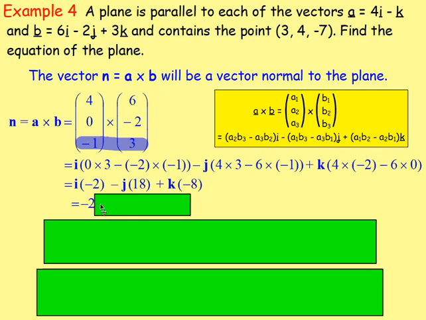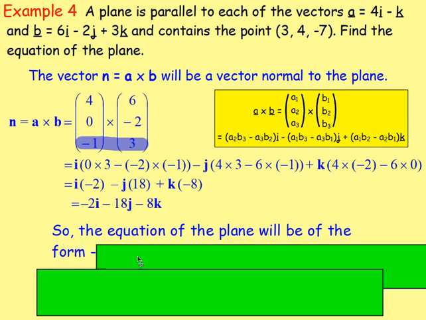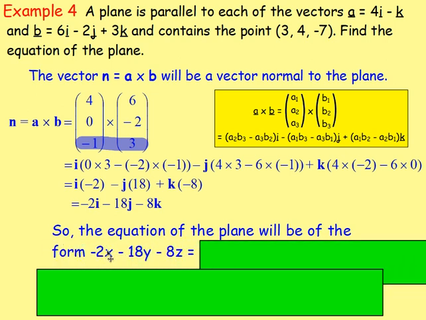Rewrite that then, and you will have negative 2i, take away 18j, take away 8k. So that there will be the vector n, the normal vector. Because that is the vector normal to the plane, if you take the components, the negative 2, the negative 18, and the negative 8, what it means is the equation of the plane, which we looked at in the last lesson, will be of the form, and if you take the negative 2, the negative 18, the negative 8, and put them in front of x, y, and z, so you'd have negative 2x, take away 18y, take away 8z, and that will equal k.